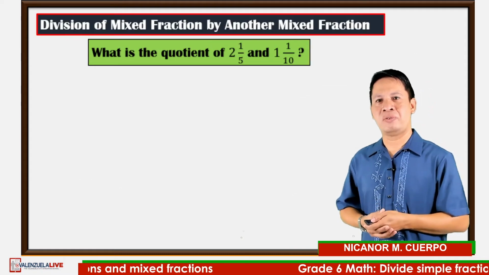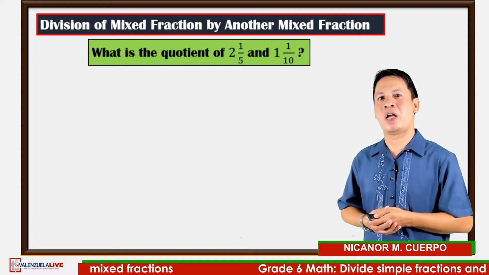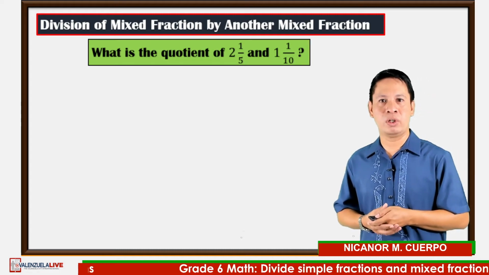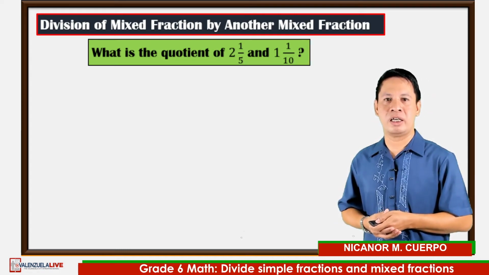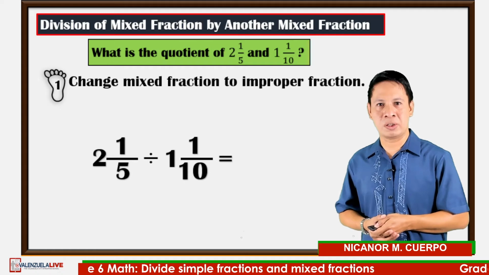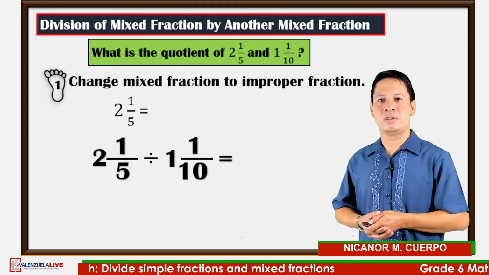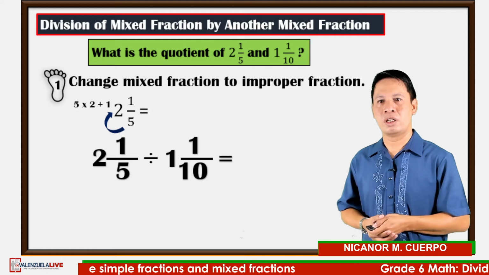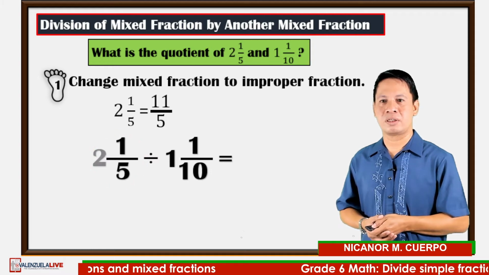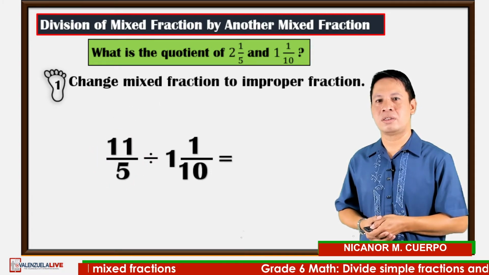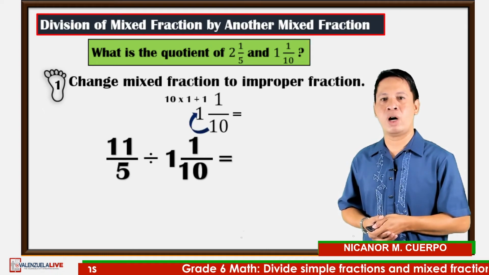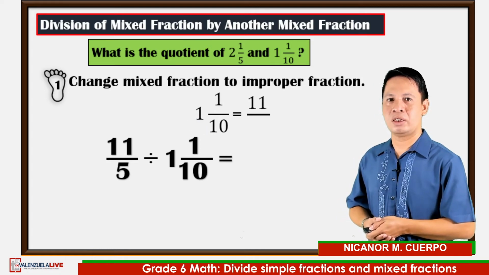Now, what if you are asked to divide a mixed fraction by another mixed fraction? Example, what is the quotient of 2 and 1/5 and 1 and 1/10? So the first thing to do is to change mixed fraction to improper fraction. So 5 times 2 plus 1 equals 11 over 5. Then 10 times 1 equals 10 plus 1 equals 11. So that is 11 over 10.